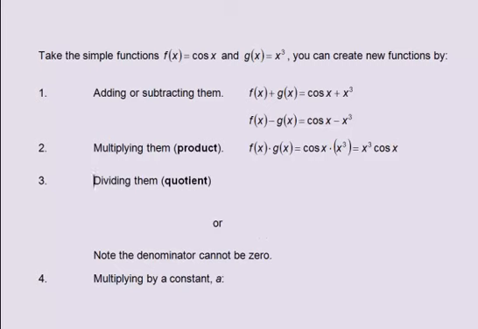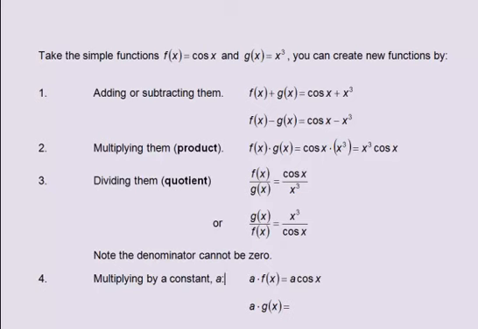3. You can make new functions by dividing them or finding their quotient. f of x divided by g of x equals cos x divided by x cubed. Or g of x divided by f of x equals x cubed divided by cos x. Note, the denominator cannot be 0. 4. Or you can multiply by a constant a. a multiplied by f of x equals a cos x. a multiplied by g of x equals a x cubed.